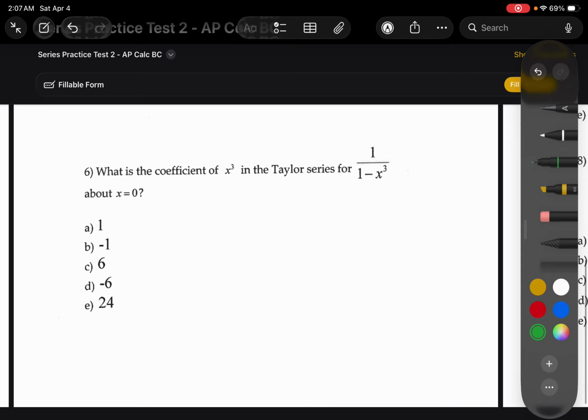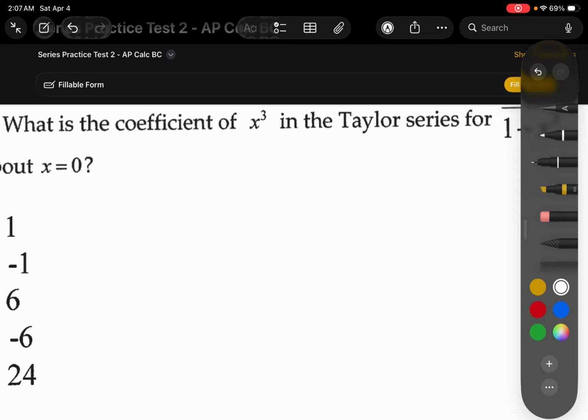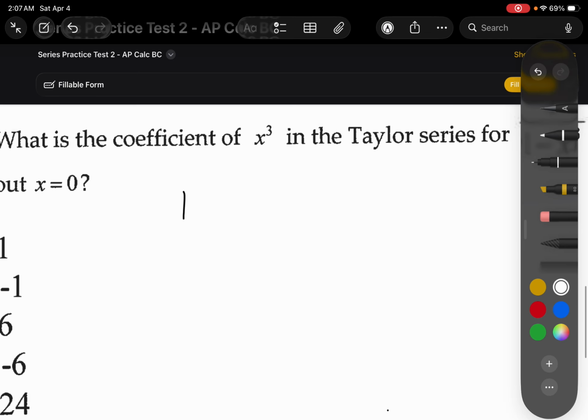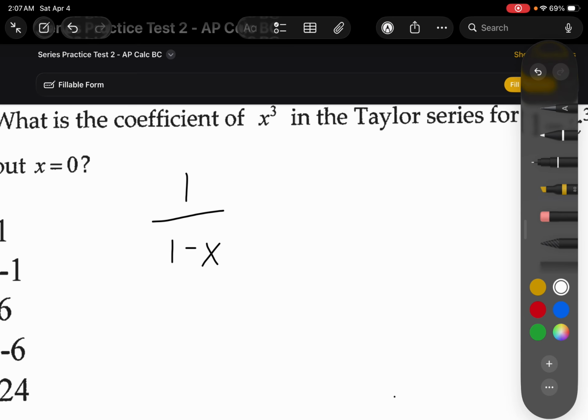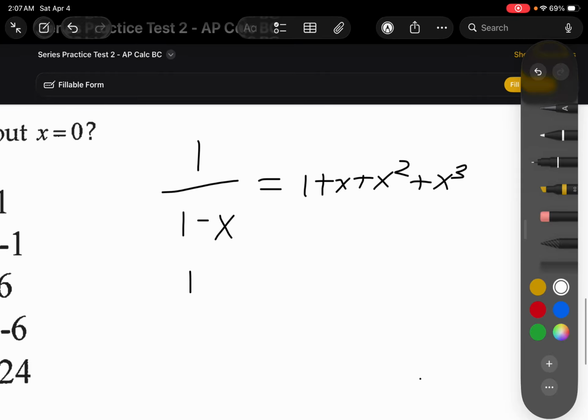Number 6 is, what is the coefficient of x cubed in the Taylor series for 1 over 1 minus x cubed about x equals 0? So this is another power series expansion. So it's going to be 1 minus x. It's asking to go until the third degree, so I'm just going to go to that. 1 plus x squared plus x cubed. And with that expansion, all we need to do is cube everything.